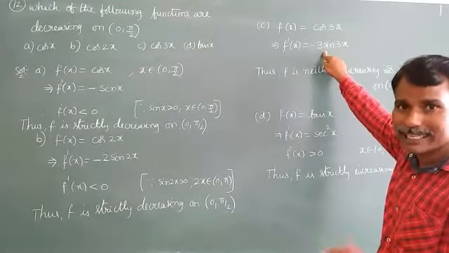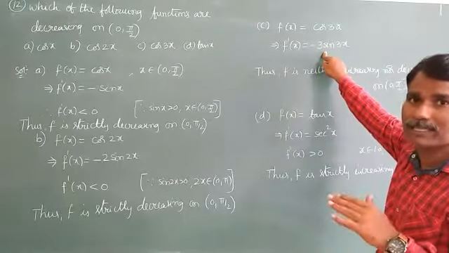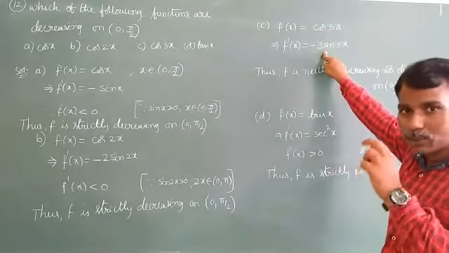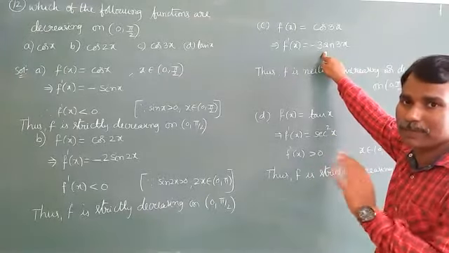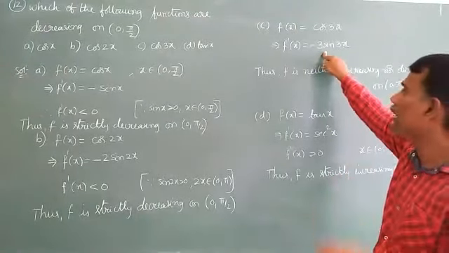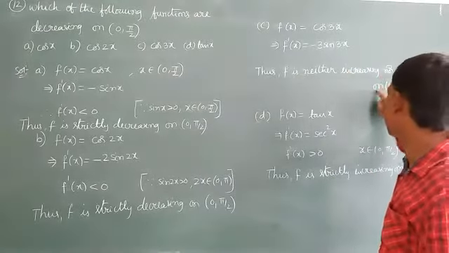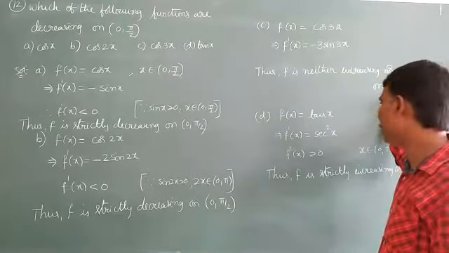In the third quadrant, the sine function is negative, minus into minus is plus, so they are increasing. Here, two conditions are happening. Both decreasing and increasing happen in this function. So both happen, that's why f is neither increasing nor decreasing on 0 comma pi by 2.